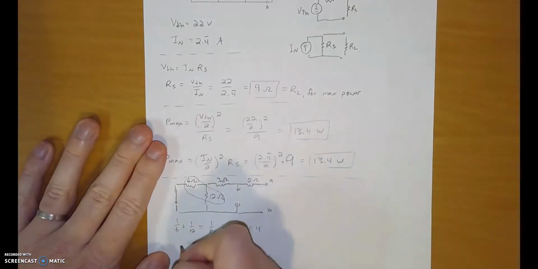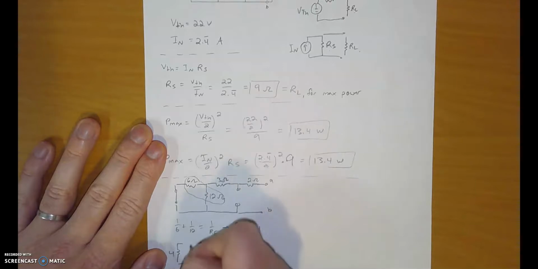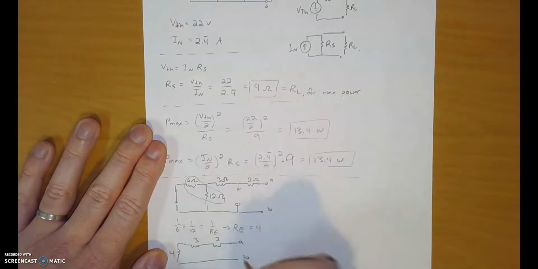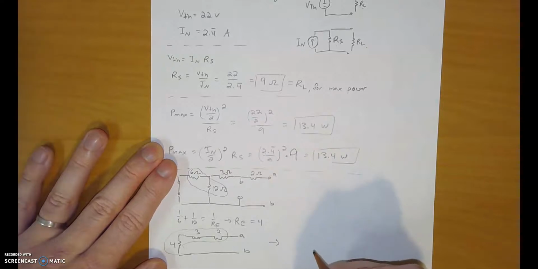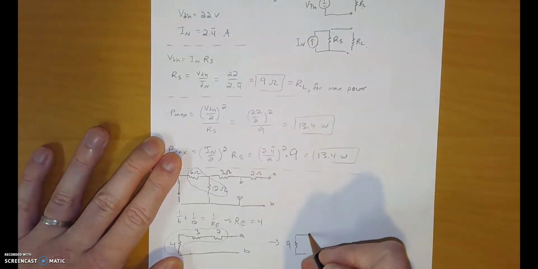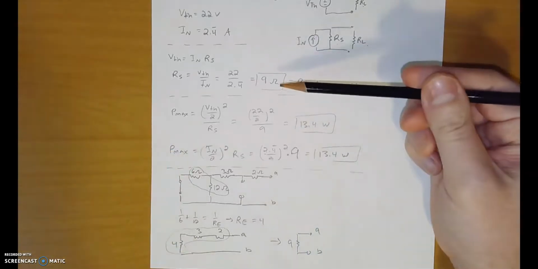And then if I redraw that circuit, you will have your 4 ohm, your 3 ohm, your 2 ohm, A, and B. And so you can see you have 4, 3, and 2. They are all in series. So 4 plus 3 plus 2 is 9. So you should be left with a 9 ohm resistor, A and B, which is the same thing that we found before.